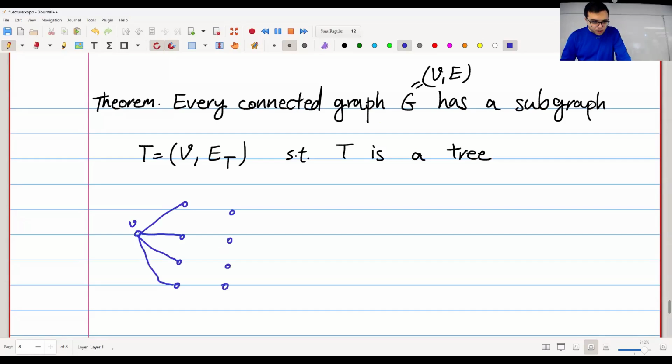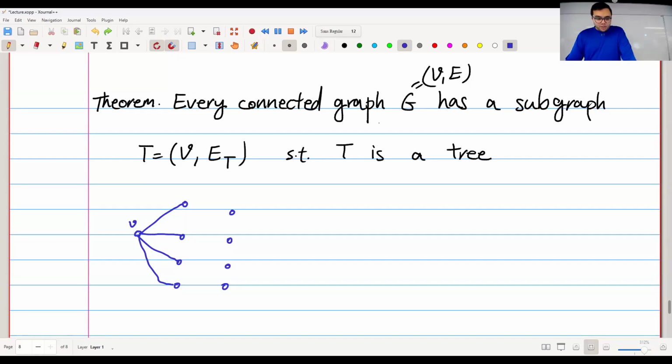Now, some of them might already be neighbors of V. I'm going to ignore that. So if I have a vertex that can be reached by 1 edge or by 2 edges, I will always reach it by 1 edge. Okay. Now, so these are the vertices that can be reached by 1 edge. These are the vertices that cannot be reached by 1 edge, but can be reached by 2 edges.